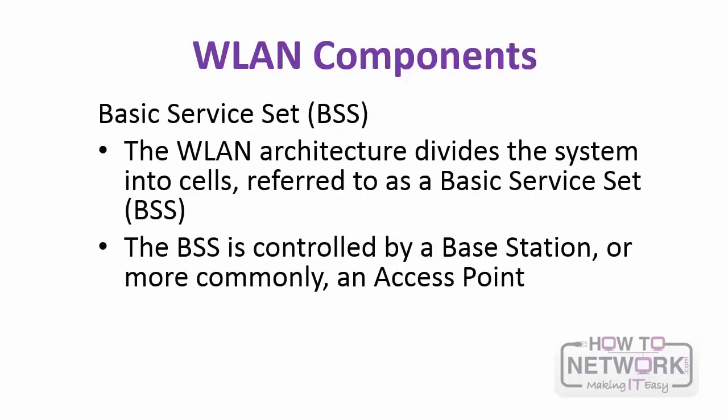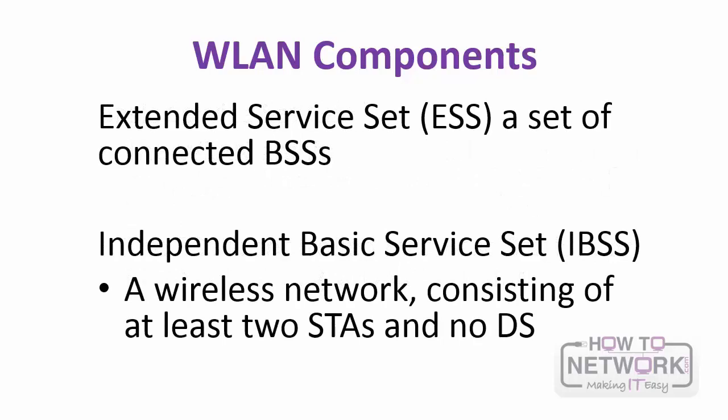Another concept you need to understand is the basic service set. The wireless architecture divides the system into cells, referred to as basic service set, and it's controlled by a base station, or more commonly, an access point. Now, an extended service set is a set of connected BSSs. And then there's the independent basic service set, which is a wireless network consisting of at least 2 endpoints and no distribution system. So let's draw this out so we can get a better understanding of what we learned thus far.